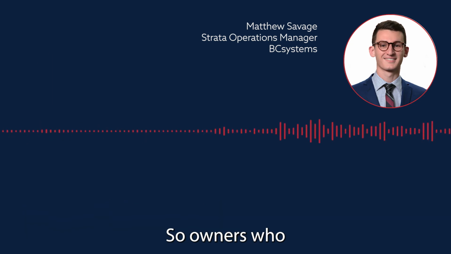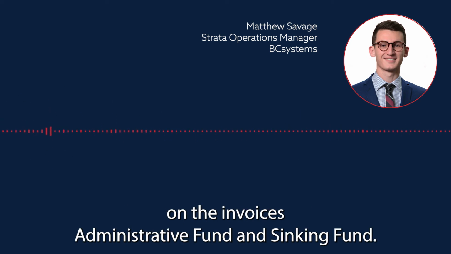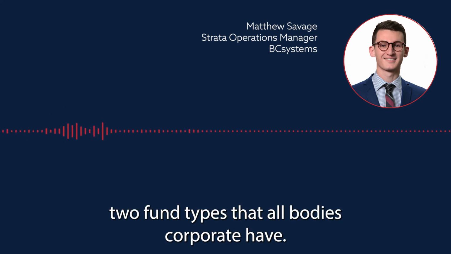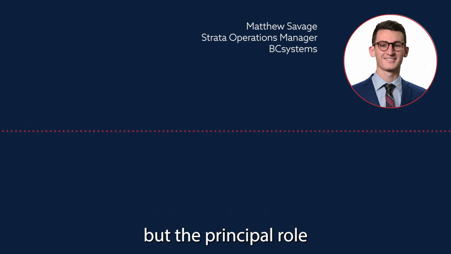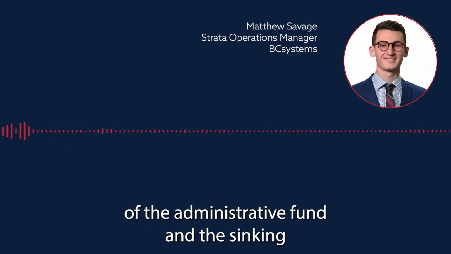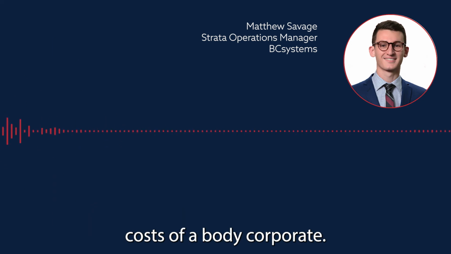So, owners who have been in a body corporate for at least 3 or 6 months would have seen on their invoices administrative fund and sinking fund. So, those are the two fund types that all bodies corporate have. You'll also sometimes see an insurance levy, but the principal role of the administrative fund and the sinking fund, the administrative fund pays for the ongoing operating costs of a body corporate.